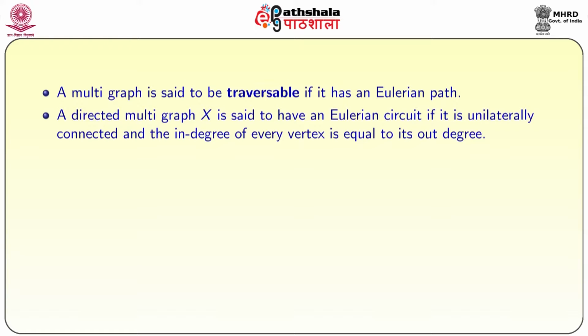A directed multigraph is said to have an Eulerian circuit if it is unilaterally connected. We are not requiring strong connectedness here, it is unilaterally connected and the in degree of every vertex is equal to its out degree.